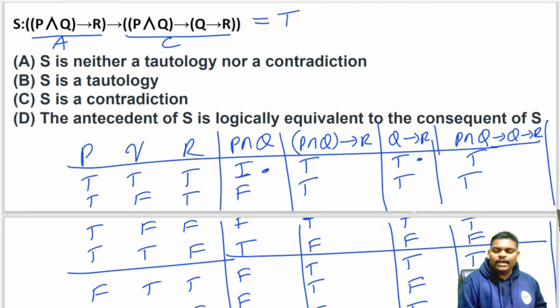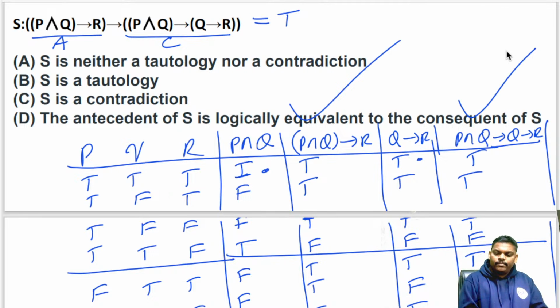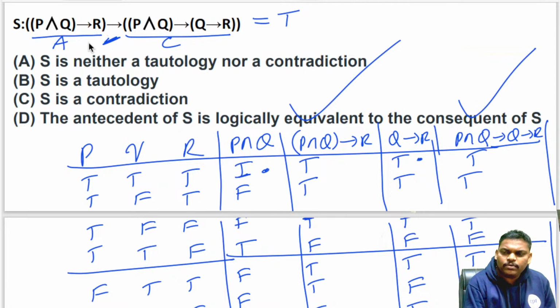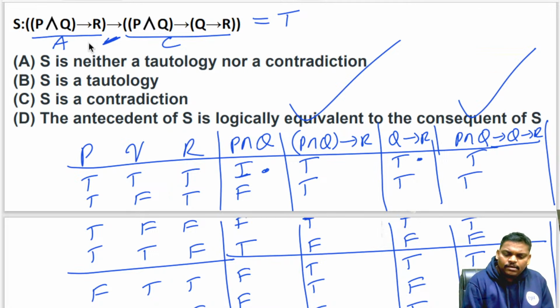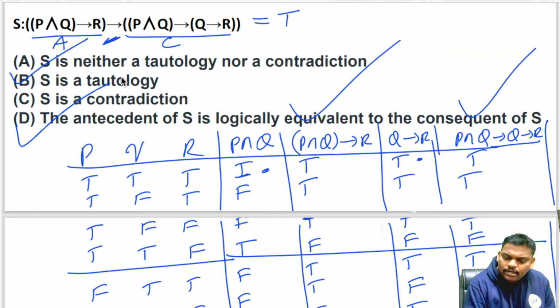Now you compare, you will get the answer. Verify this table. Yes, both are equal, right? If both are equal, you will get the tautology. It is a tautology. The antecedent of S is logically equivalent to the consequent of S. Is it fine?